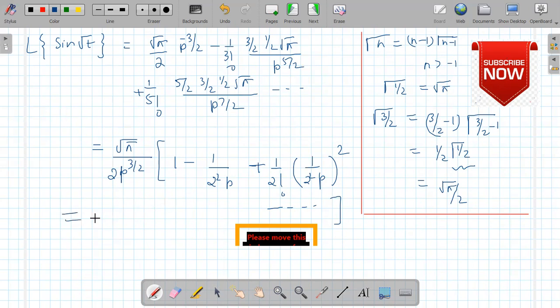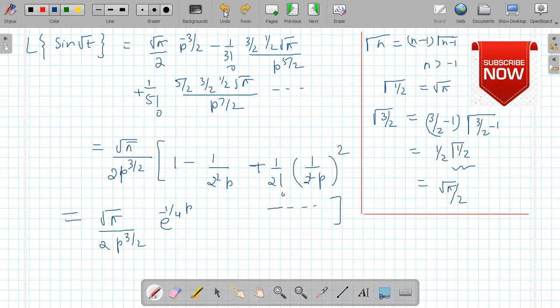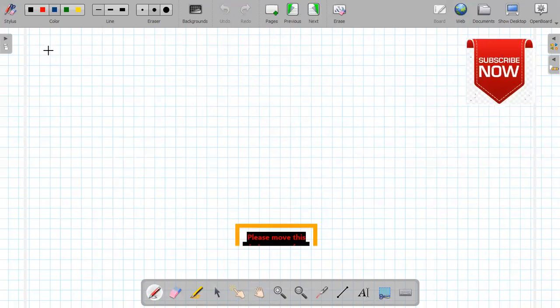So this is equal to square root of pi divided by 2 p raised power 3 by 2. This is expansion of e raised power minus 1 upon 4 into p. So this is the Laplace of sine of square root of t. Now to find the Laplace of cos square root of t divided by t, we use the derivative property.